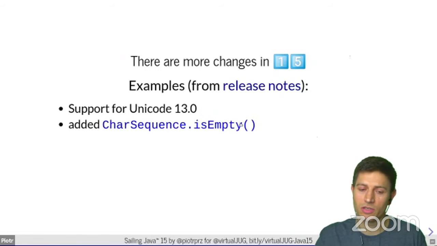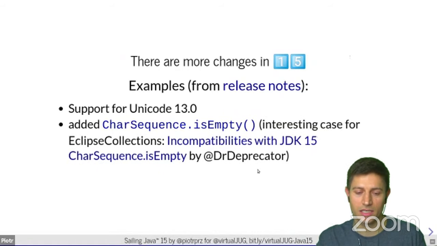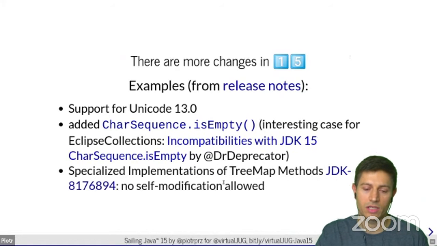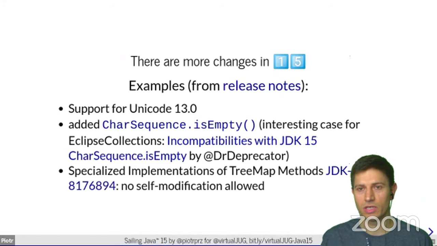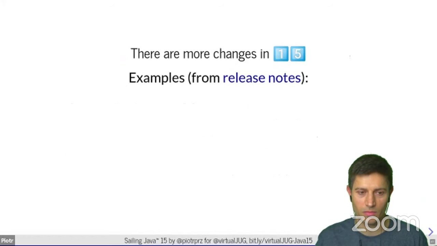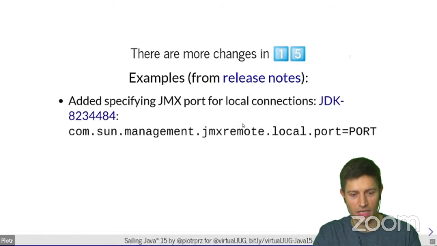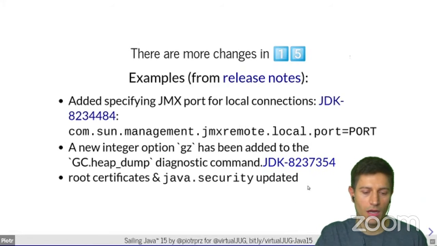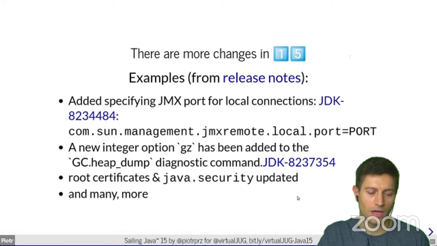There is a new implementation of isEmpty in CharSequence, and that was a very nice case described by Stuart Marks. I recommend reading this blog post. There's a new specialized implementation of TreeMap, so we cannot use a reference to the very same TreeMap when we try to compute keys or values or something like this. There are also more changes. We can specify a local port for JMX connections. We can also exit on heap dumps now. Of course, security stuff and root certificates got updated, and many, many more.